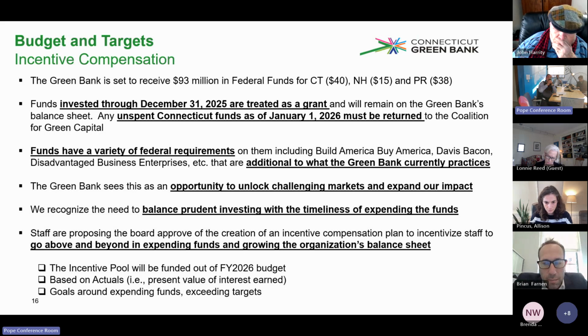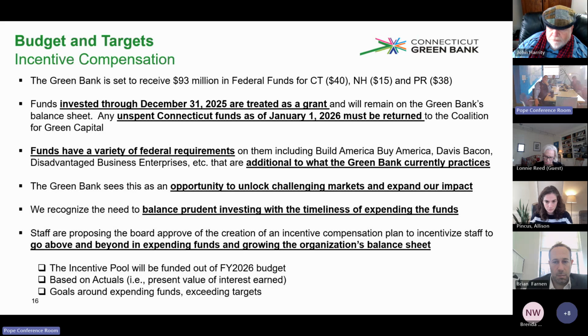We realize we have to do all of this while making prudent investments. We aren't going to bring you guys a pile of junk to say, hey, we're going to go invest this here. We need to have our same, if not more, due diligence, being that these are new areas that we're going into.